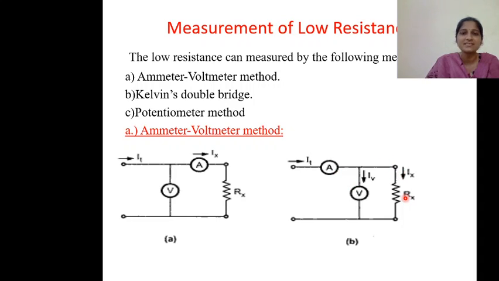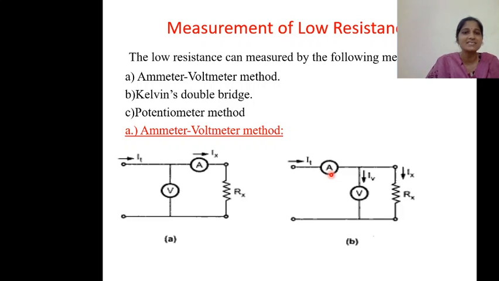Now what is the resistance formula? Resistance is equal to the voltage divided by current. So the voltmeter rating divided by the ammeter rating will give you the low resistance. So this is about the ammeter voltmeter method.